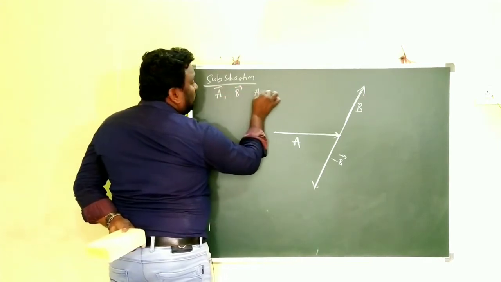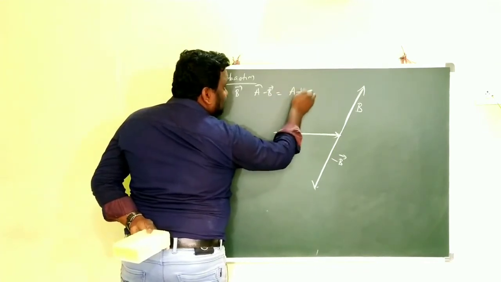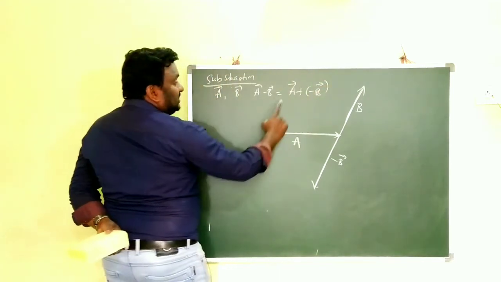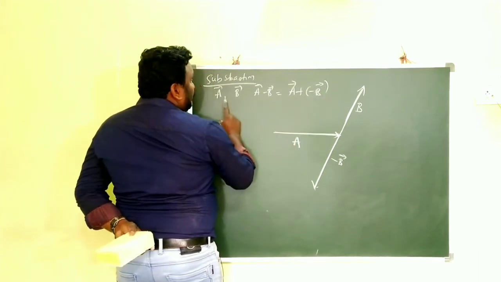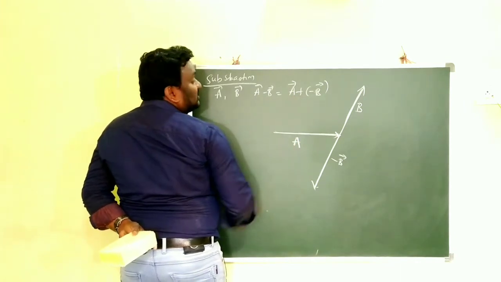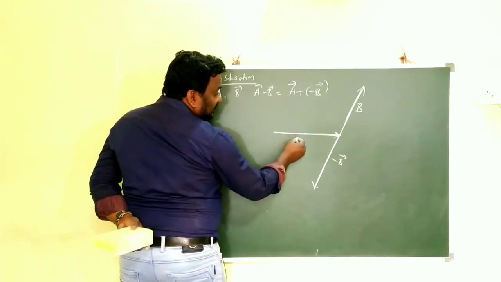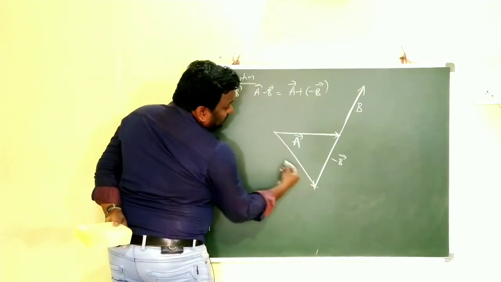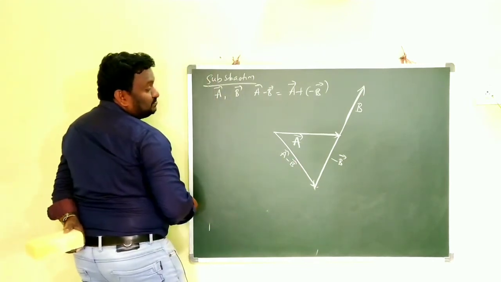A minus B means what, children? Nothing but A plus minus B vector. If you add the vector A and minus B, then only we get A minus B. Clear? That means subtraction also comes from addition. So this is the vector A and this is minus B. Then if you join these two, we will get A minus B.